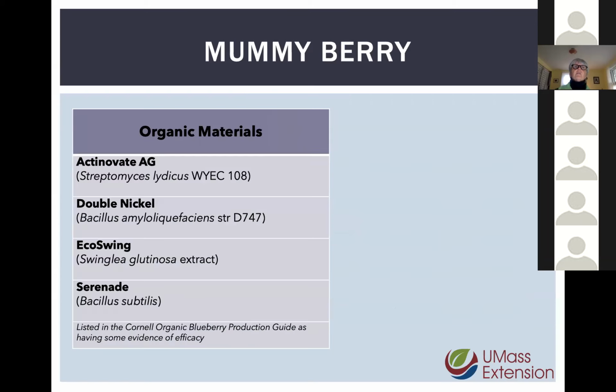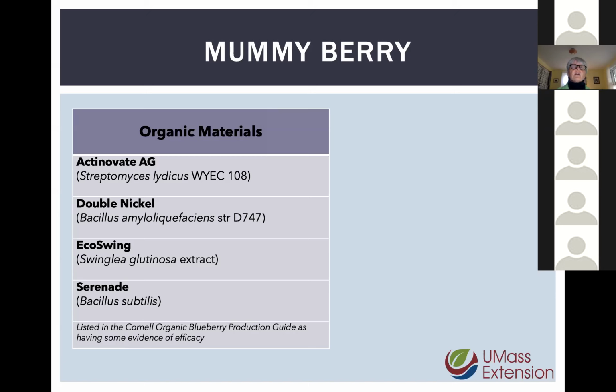There are some organic materials. Organic materials are even harder to get efficacy data on. Cornell has done a good job over the years of generating some good recommendations based on really studying the literature and looking for evidence of a study or two, several studies at least, showing efficacy. And so several of these materials are ones that show up in their guide. Actinovate, Double Nickel, and Serenade are ones that do show up in the Cornell Organic Production Guide.